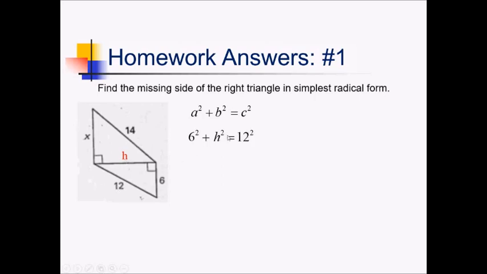And to get h squared by itself, I have to subtract 6 squared from both sides. So we've got 144 on the right. 6 squared is 36. So 144 minus 36 comes out to 108.